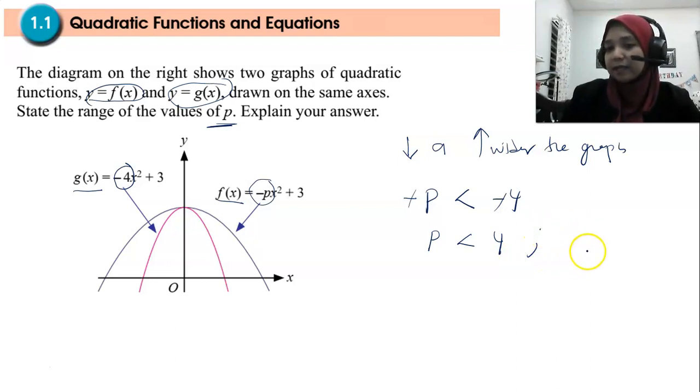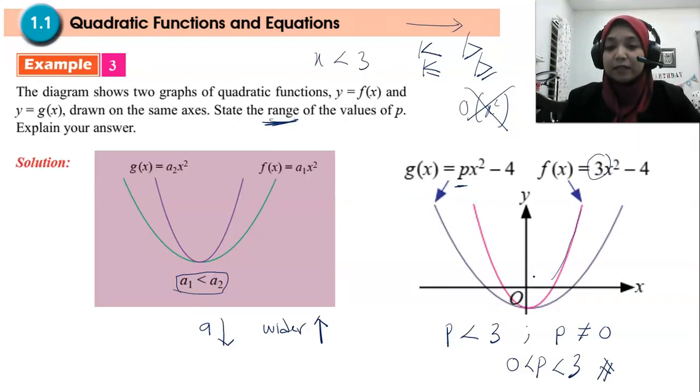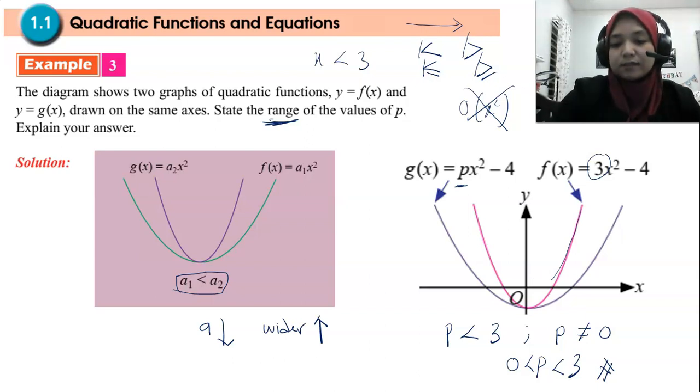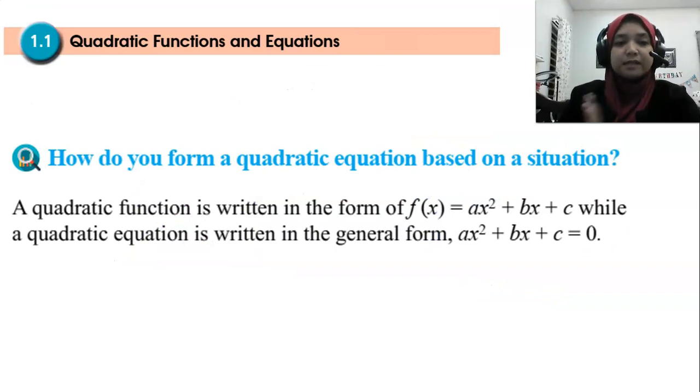Ingat, apa tadi lagi? P cannot equal to 0. Kena ingat, sebab when P equal to 0, this is not a quadratic anymore. So, your range will be P must greater than 0 and P must less than 4. Settle. Kalau yang tadi, between 3 kan? So, sekarang, between 4. So, let's continue.